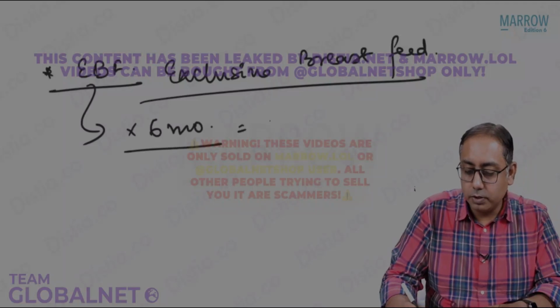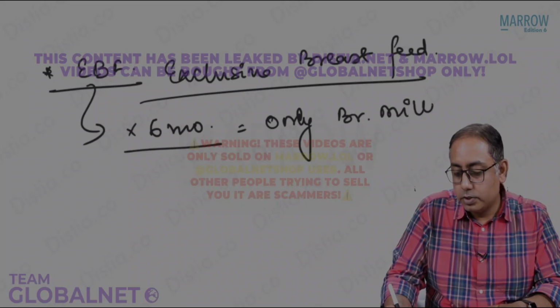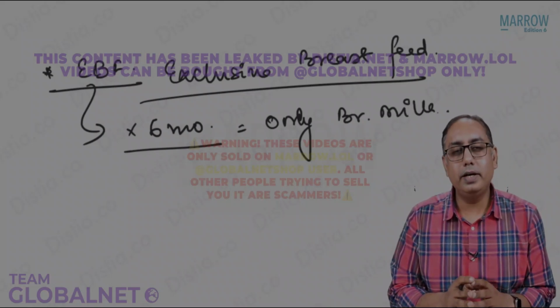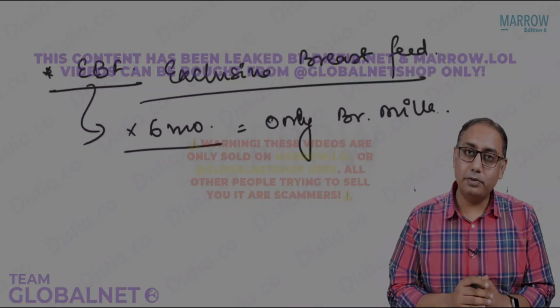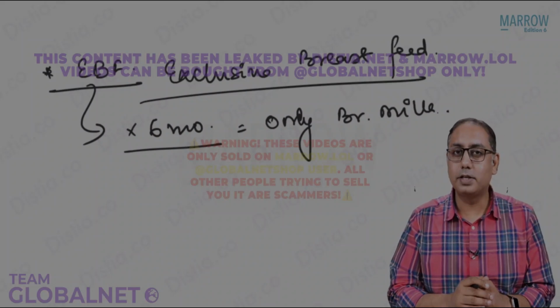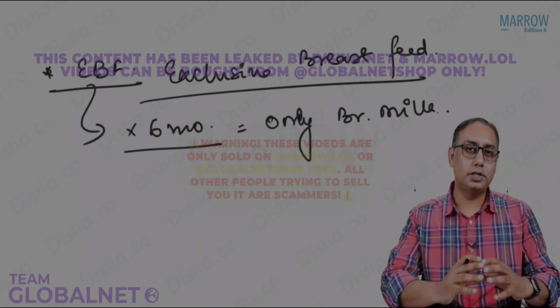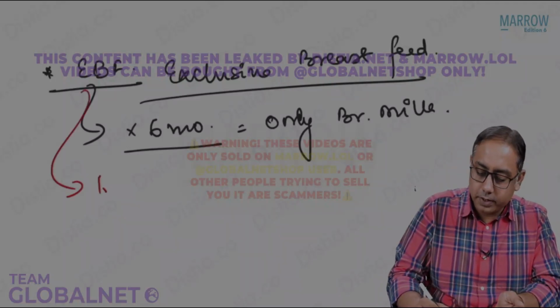For 6 months, it should be only breast milk. So why do you think that the country India says that only breast milk for the first 6 months of life for the baby? Why do you think the child cannot digest the outside food? Answer is no. It's not about digestion. It's not about anything else. It's always and always about infection.